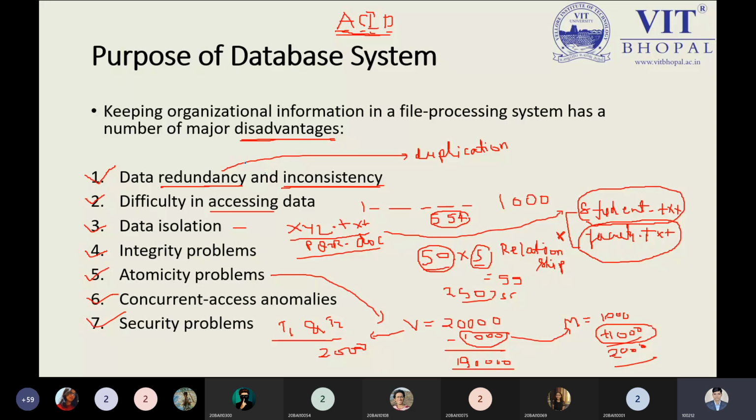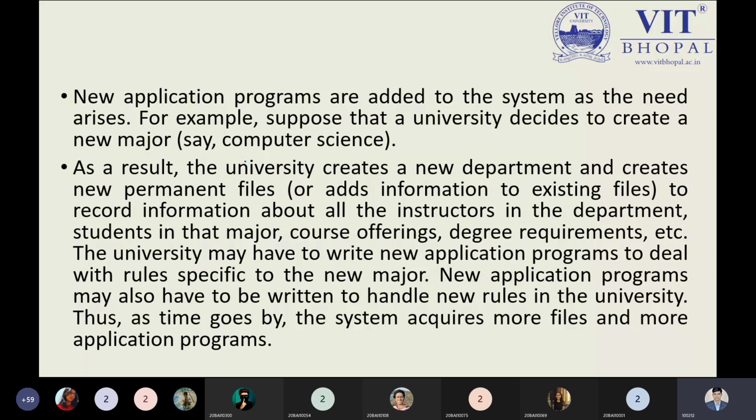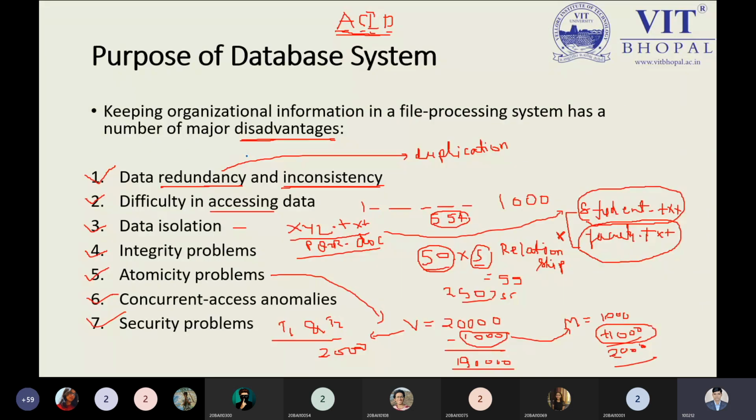But before that, just let me see. It is required to tell. No need to discuss, we have already discussed all these things in our database environment. So let us move to this point right now: the purpose of the database system. Okay, is this slide visible to all?